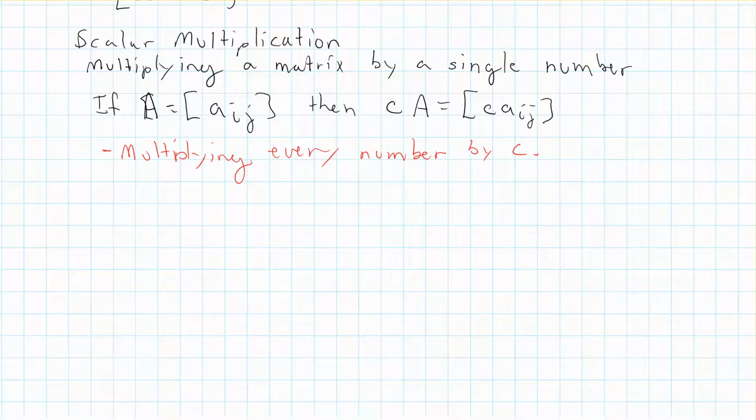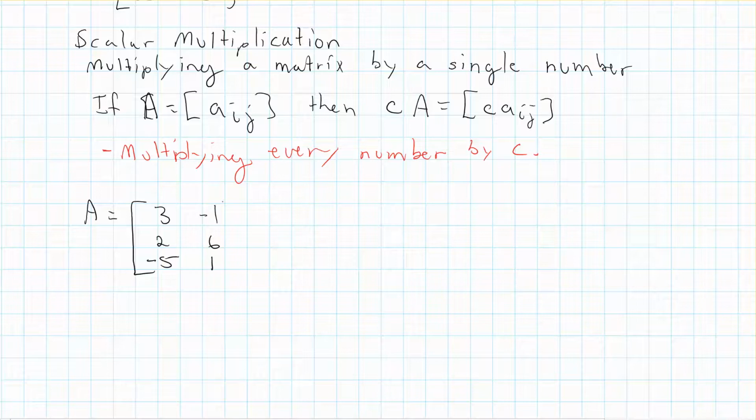So let's look at a quick example here. Let A equal the matrix 3, negative 1, 2, 6, negative 5, 1. And then we want to find out what 5A is. Well, that's 5 times the matrix 3, negative 1, 2, 6, negative 5, 1.